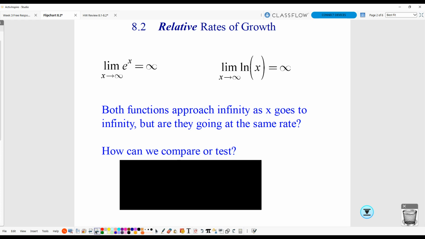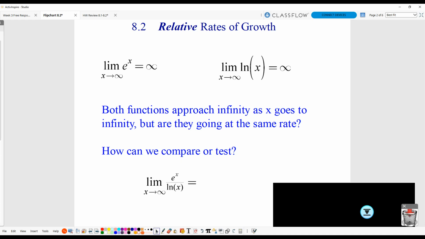A way to prove this, Peter, you pick which. I'm going to make a fraction out of these. Do I want e to the x on the top or natural log on the top? Let's do e to the x. Okay, e to the x on the top. Perfect.